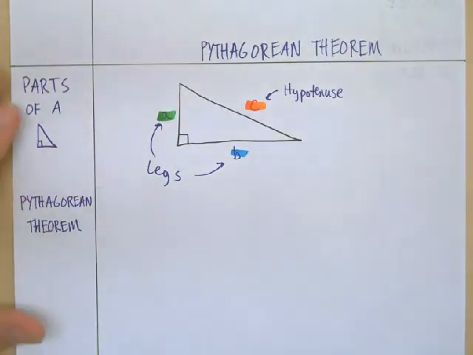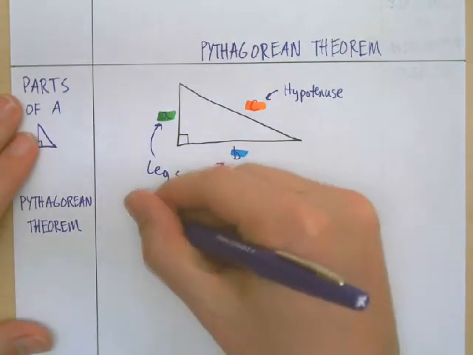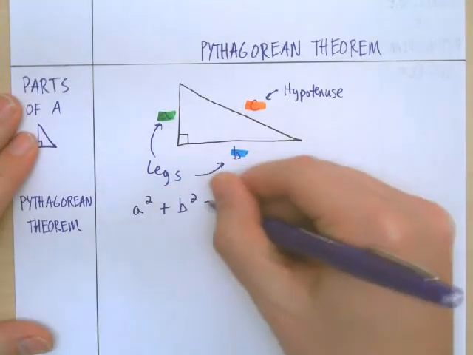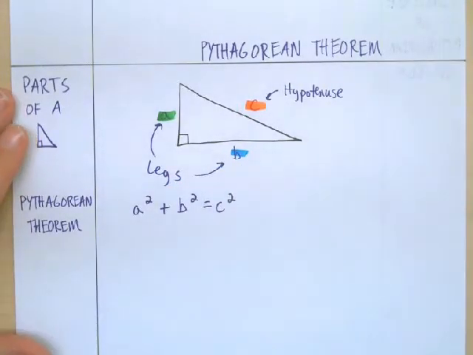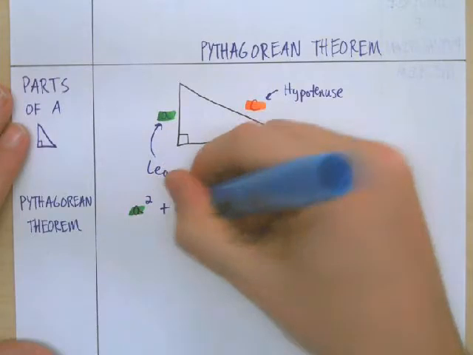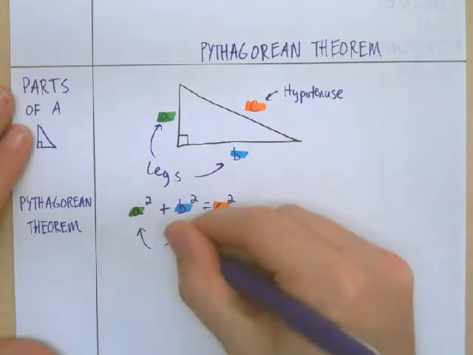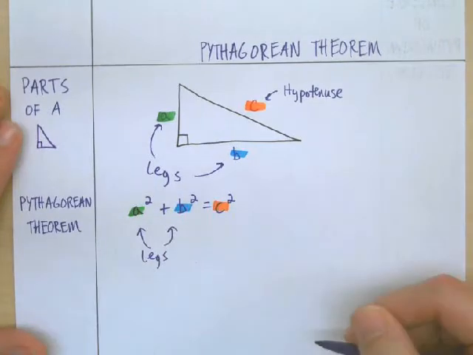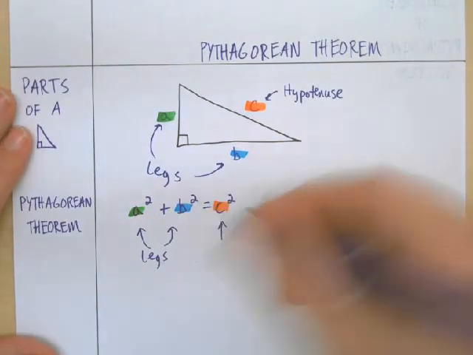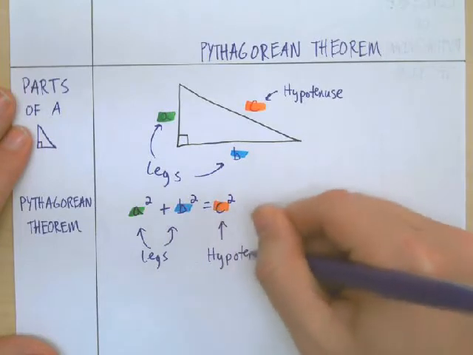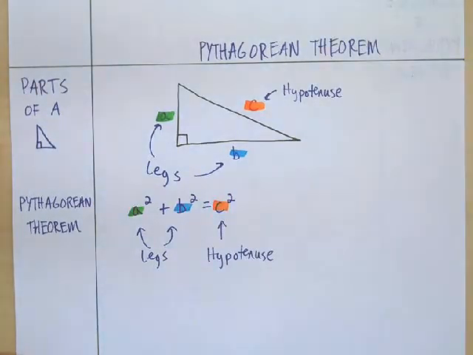The Pythagorean theorem says that these sides are related by a formula that goes a squared plus b squared equals c squared. Remember that a and b are the legs because they make the right angle. And C is the hypotenuse, which is across from the right angle. Now we'll do a couple examples.